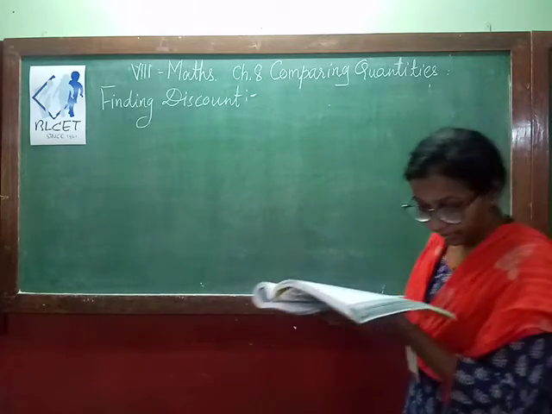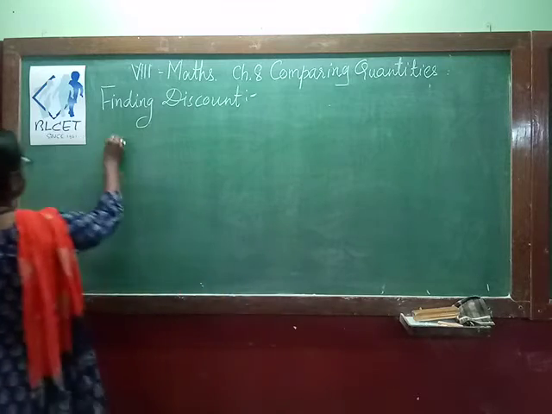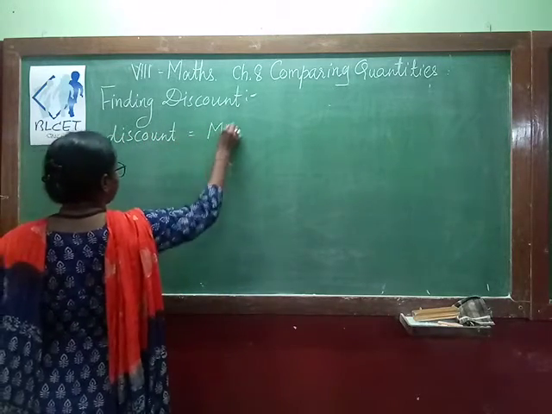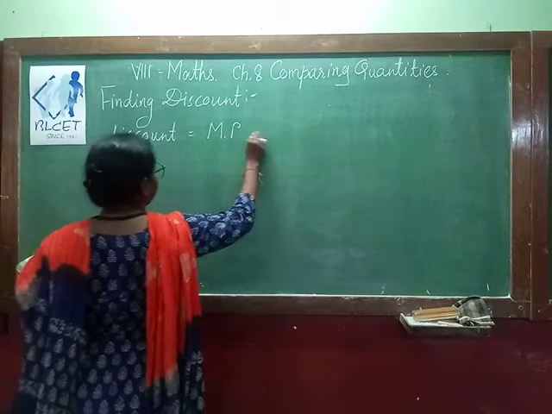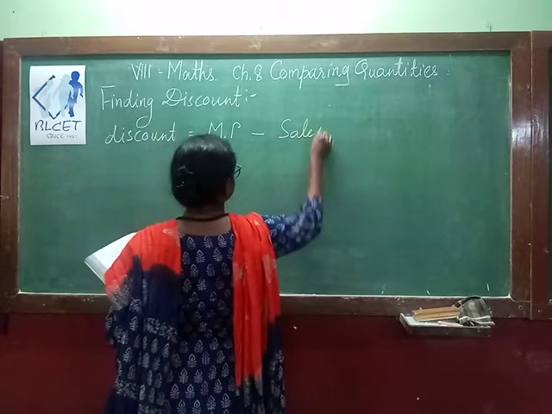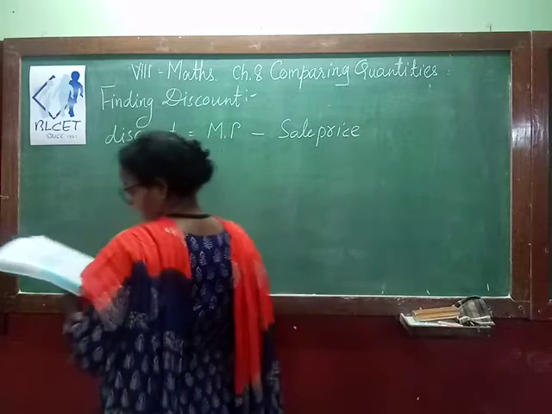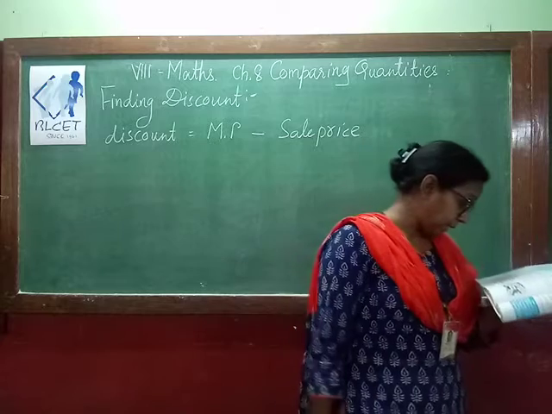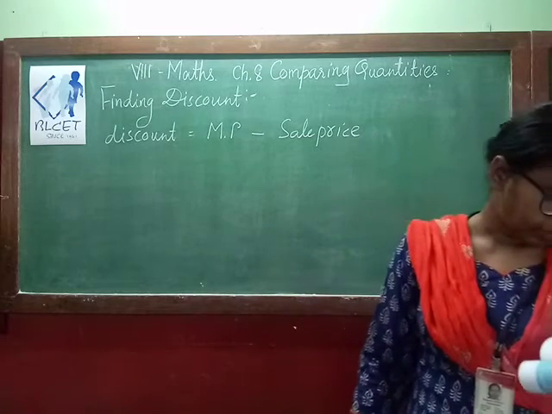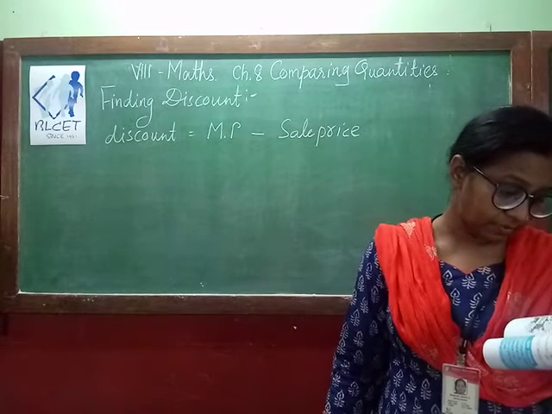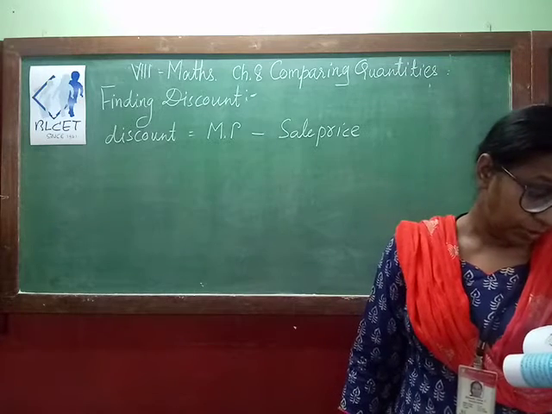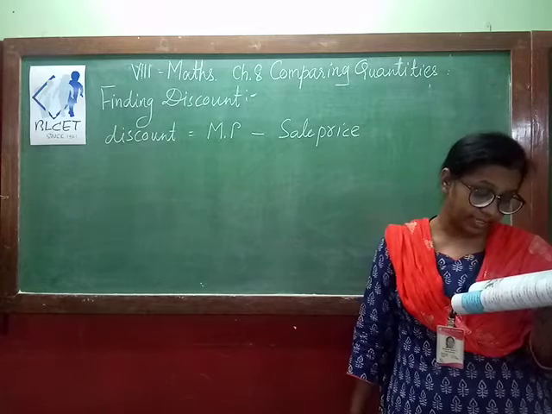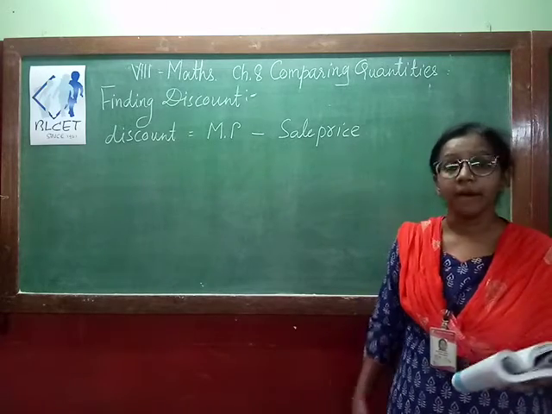So let's see. Discount is equal to what? Discount is equal to whatever mark price you have minus sale price. So see the definition. Discount is a reduction given on the mark price of an article. This is generally given to attract customers to buy goods or to promote sales of goods. You can find the discount by subtracting its selling price from its mark price.